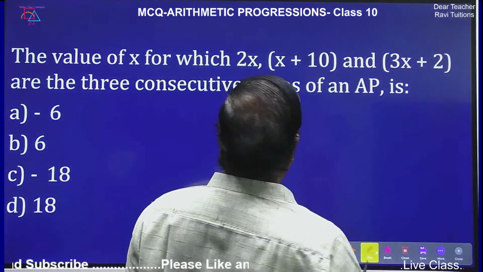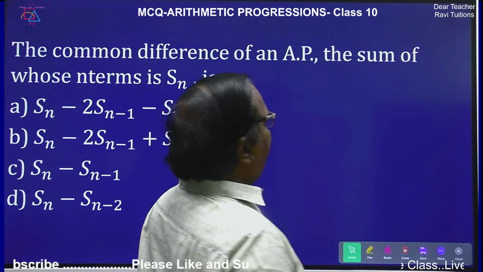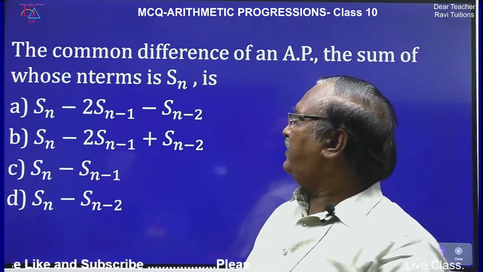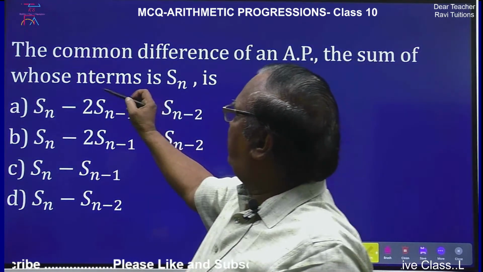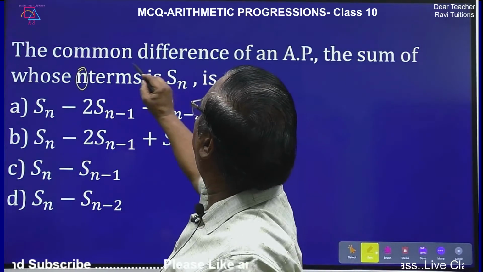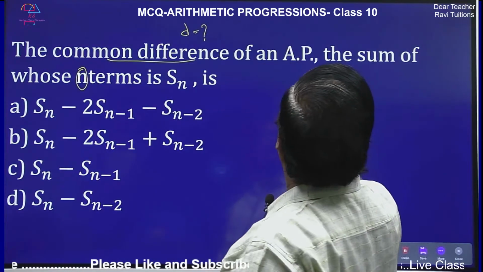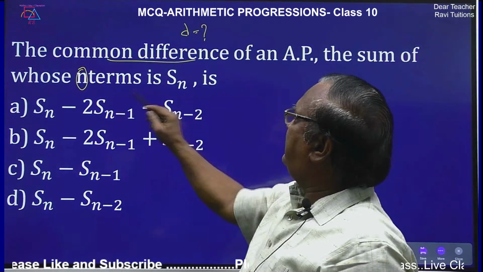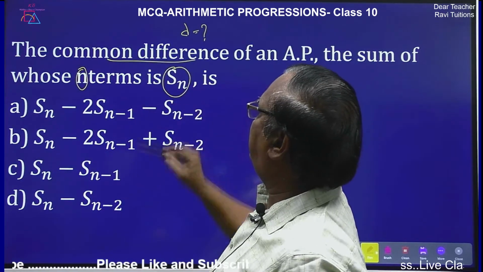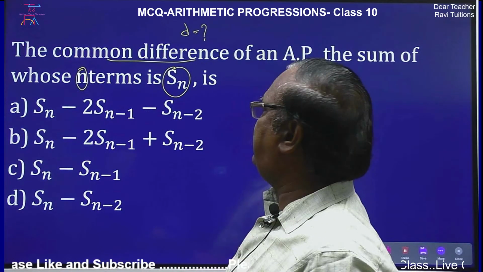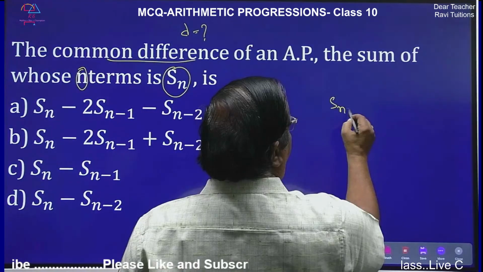So now let us go to another question. The common difference of AP, the sum of whose n terms is Sn. We have to find out the common difference, D is equal to question mark. So Sn is the sum of n terms, and he asked for the common difference.